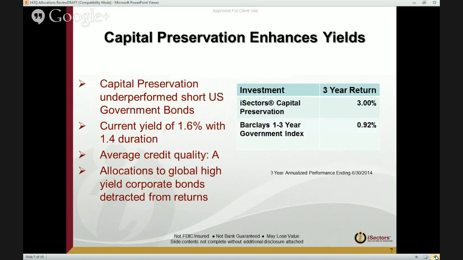As the chart shows on slide 7, capital preservation has earned 3% on an annualized basis over the past 3 years. The current yield is attractive with short duration while maintaining investment-grade quality on average. Stock market volatility in the quarter led to underperformance by the global high-yield bonds, which are owned in the portfolio. These bonds detracted from performance in the allocation.